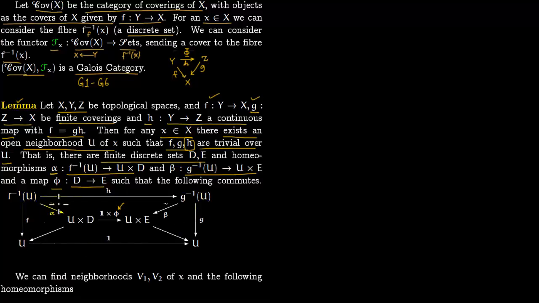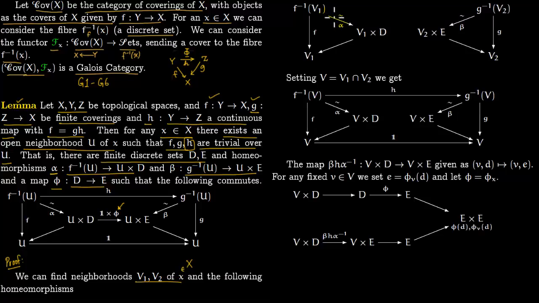So you can pause here and look at this diagram, and let us start now proving this lemma. So let's start with the proof. We are already given two coverings, F and G. So you can find two neighborhoods V1 and V2 of this x, which lies in our topological space X, and we have the following homeomorphism.